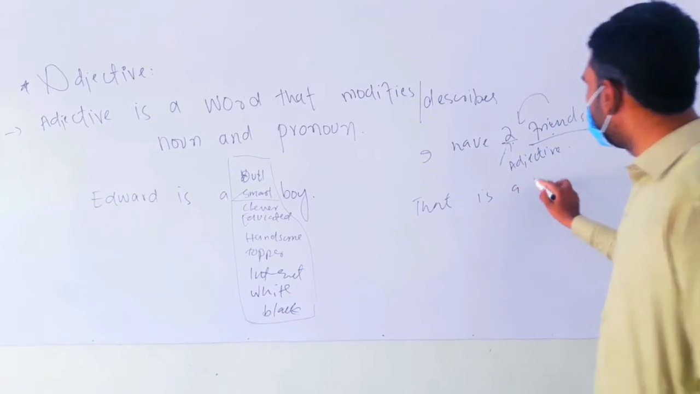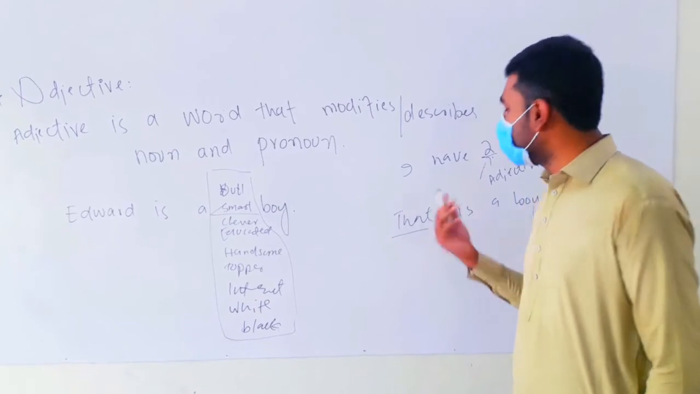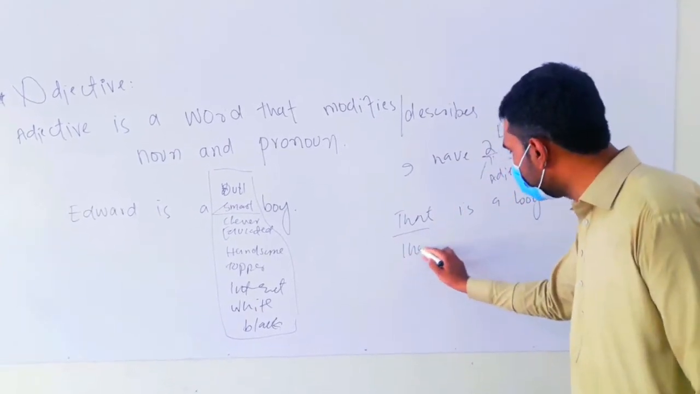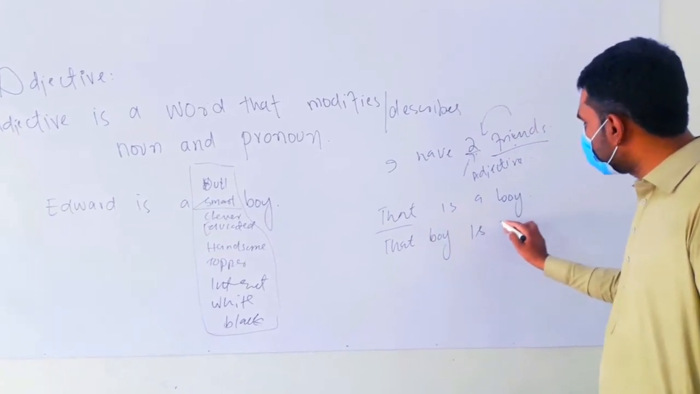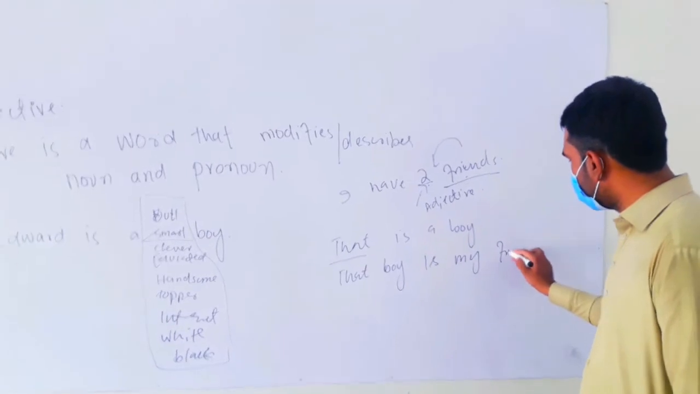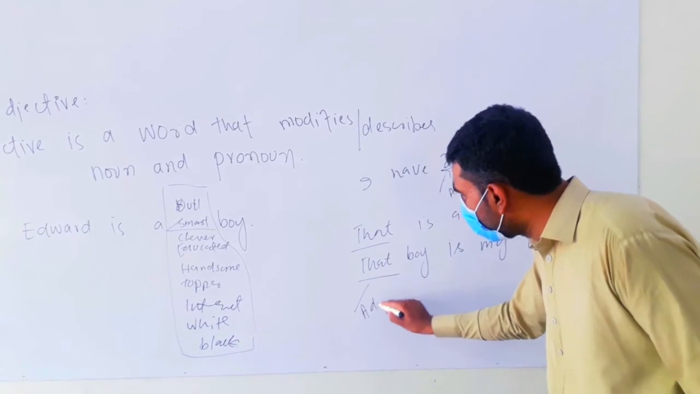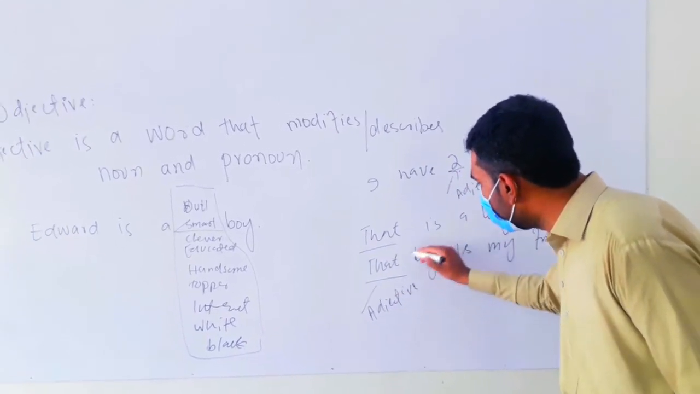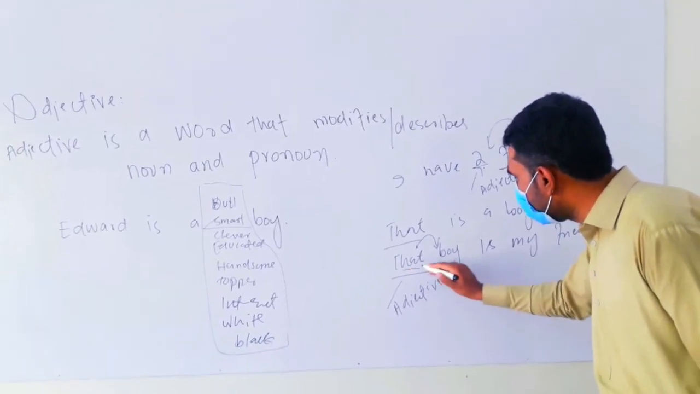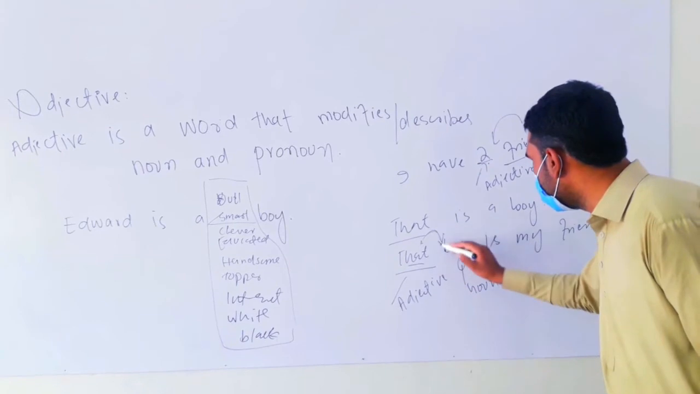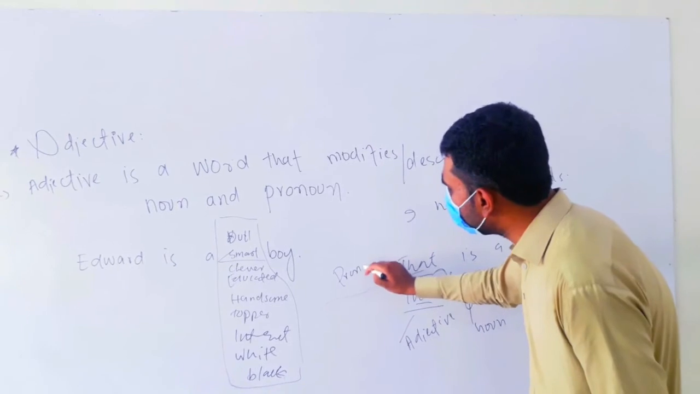That is a boy. So here that is a demonstrative pronoun, but when I say that boy is my friend, so now here that boy is adjective. Why? After that we have noun, and it is demonstrating this one boy. Got it? And this one is pronoun, demonstrative pronoun.